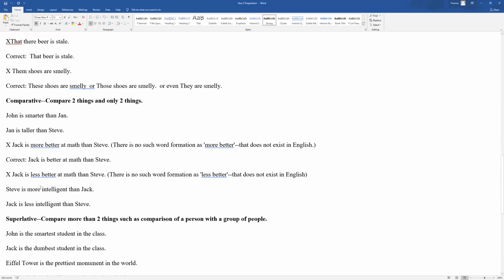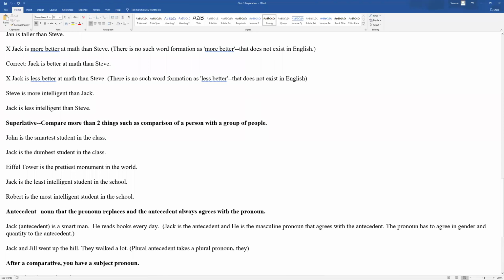So here you have the word intelligent. Intelligent has 3 syllables. So if the word has 2 or 3 syllables, then we use more than and less than. So Steve is more intelligent than Jack. Jack is less intelligent than Steve. And these are all comparatives where you're comparing 2 things.